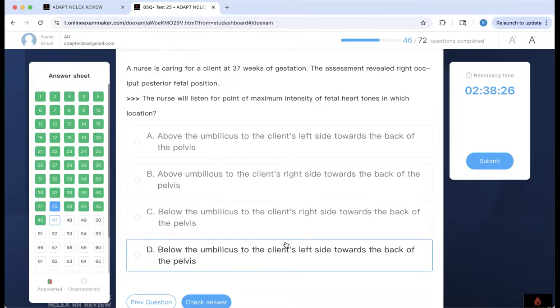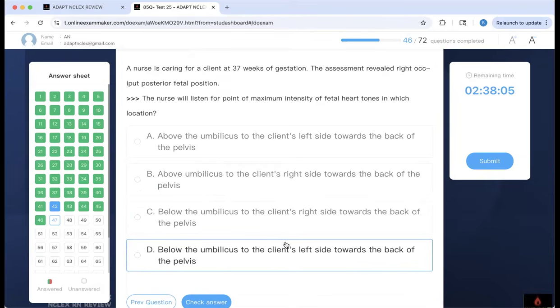And a nurse is caring for a client at 37-week gestation. Assessment revealed right occipital posterior fetal position. You know, the right occipital baby head is going to the mommy's right side, right? And the head is pushing on the back, posterior. The nurse will listen for the point of maximum intensity of fetal heart tone in which position?